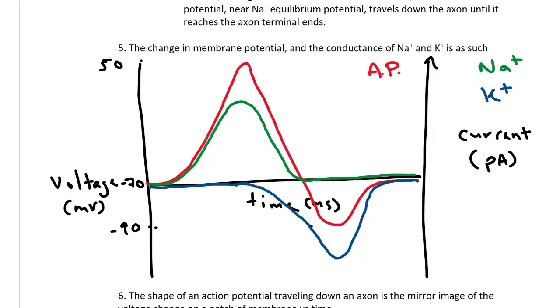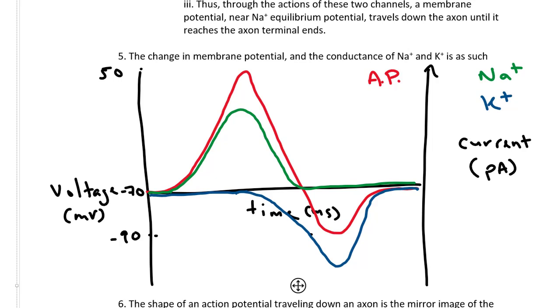The y-axis to the right is the current across the membrane. Okay, so current is going to be in picoamps. So the action potential is in red. You can see the action potential drawn. You have the initial depolarization phase right here, right? Then you have the repolarization phase, followed by hyperpolarization and back to resting potential.